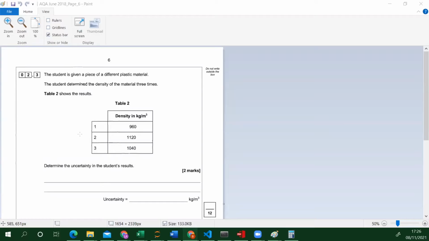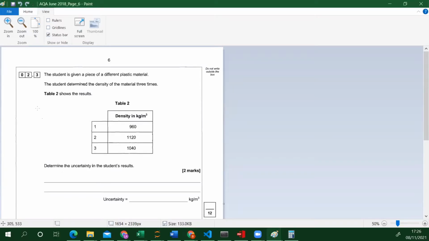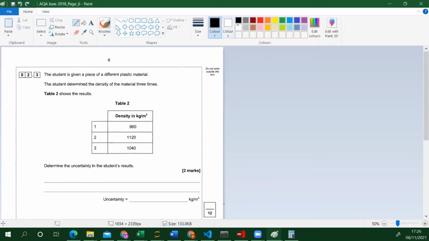Determine the uncertainty in the student's results. The biggest one is 1120, smallest is 960. Uncertainty is the difference between the biggest and the smallest, divided by 2. Let me just put my pen back on. So 1120, the biggest, minus the smallest, 960, and the average of those two. That's maybe 120.